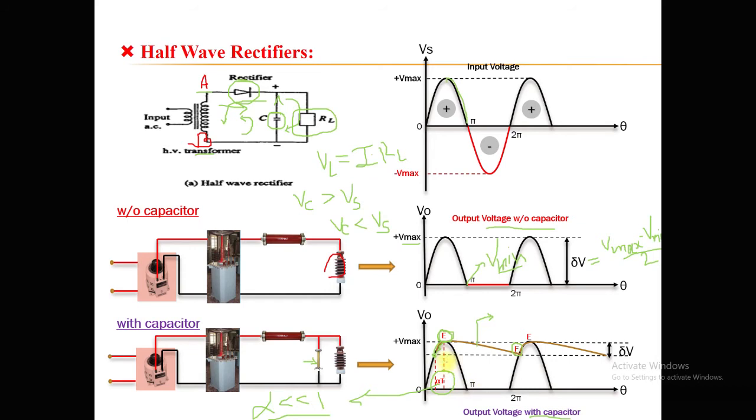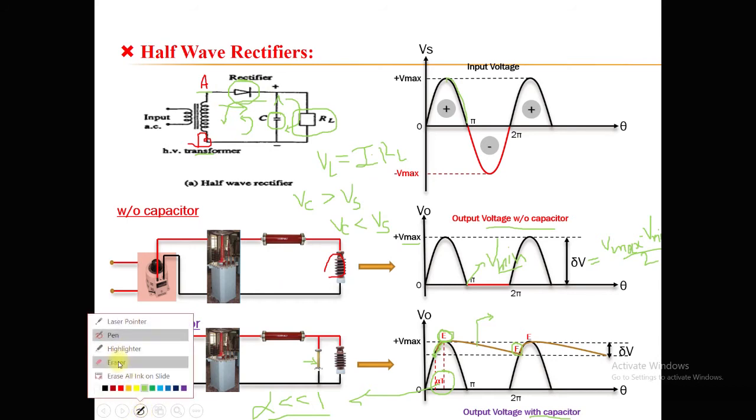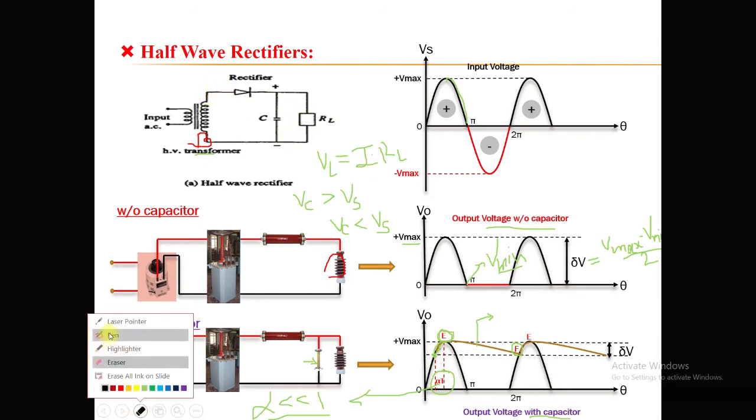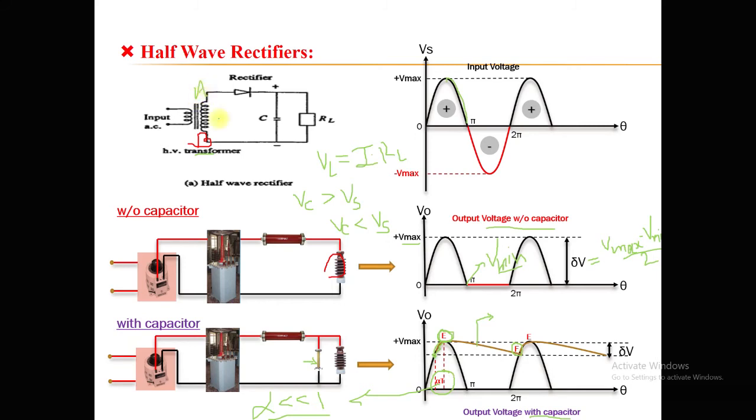The other point which we need to consider is the negative half cycle. When point A becomes negative with respect to point B, the direction of the current gets reversed. Let me first wipe out this so that you can easily understand what I am going to discuss. Point A is now negative with respect to point B. As a result, the direction of current is reversed.